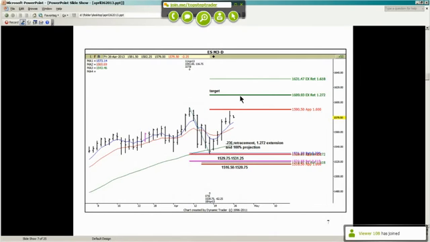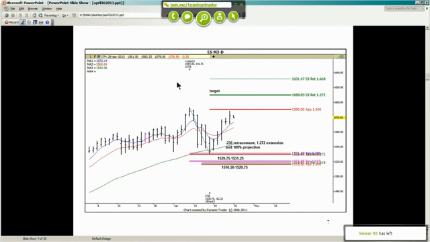So in this case, that would be 1609, or just call it 1610, okay? Target 2 is always going to be the 1618 extension, so that would be at the 1631 area. And target number 3 would be the 2618 extension, which you can't actually see on this chart.